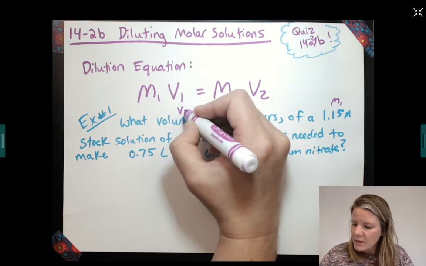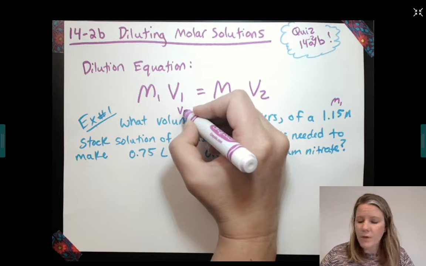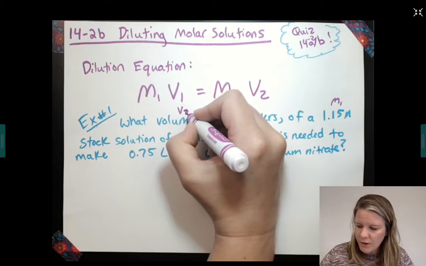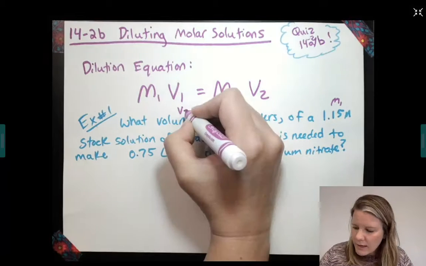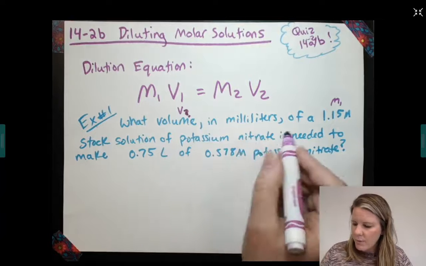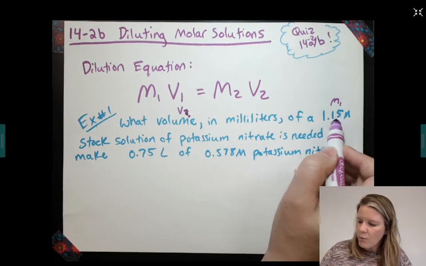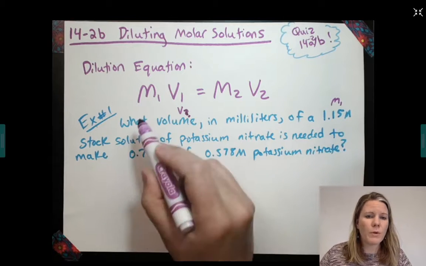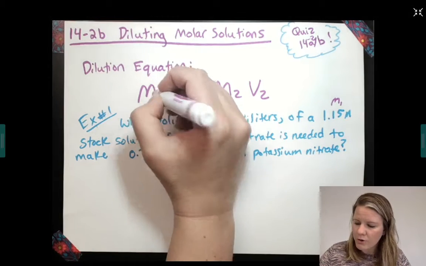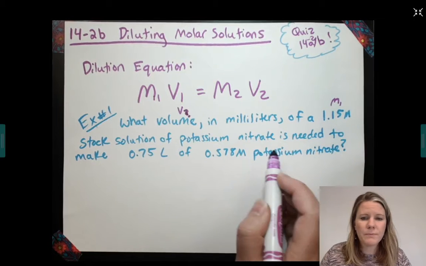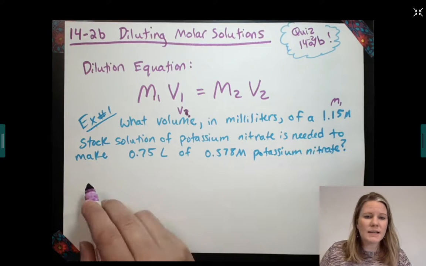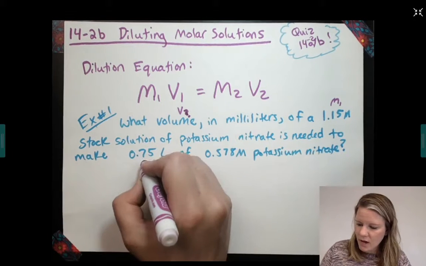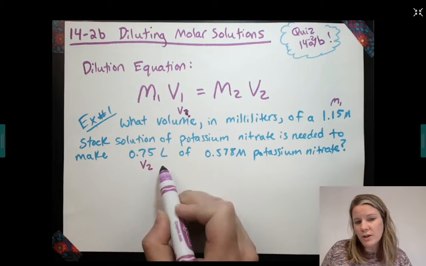In this question, it starts off with what volume? I'm not exactly sure which volume that is, if that's V1 or V2, so I'm just going to put a question mark by that one for now. It might be one of my volumes. Of a 1.15 molar stock solution. Now your stock solution is always going to be the higher number, so that's always your M sub 1. So I put a little M1 there. Potassium nitrate is needed to make 0.75 liters. Now that's what we're making, so that's got to be V2, which then tells me that this one's V1.